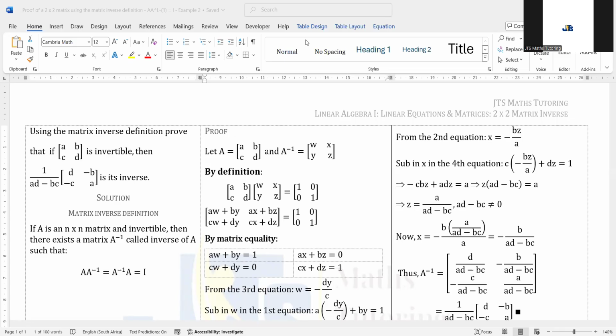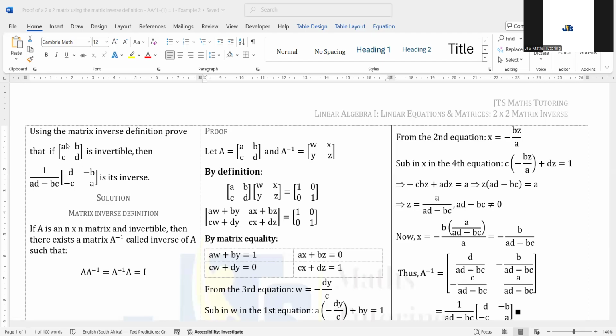Today I'm continuing looking at proving the inverse of a 2 by 2 matrix with the entries A, B, C, D using the matrix inverse definition. So what does the matrix inverse definition say? It states that if A is a square matrix and it is invertible, then there exists a matrix A to the power -1, which is called the inverse of A, such that A multiplied by its inverse or vice versa is going to give us an identity matrix.